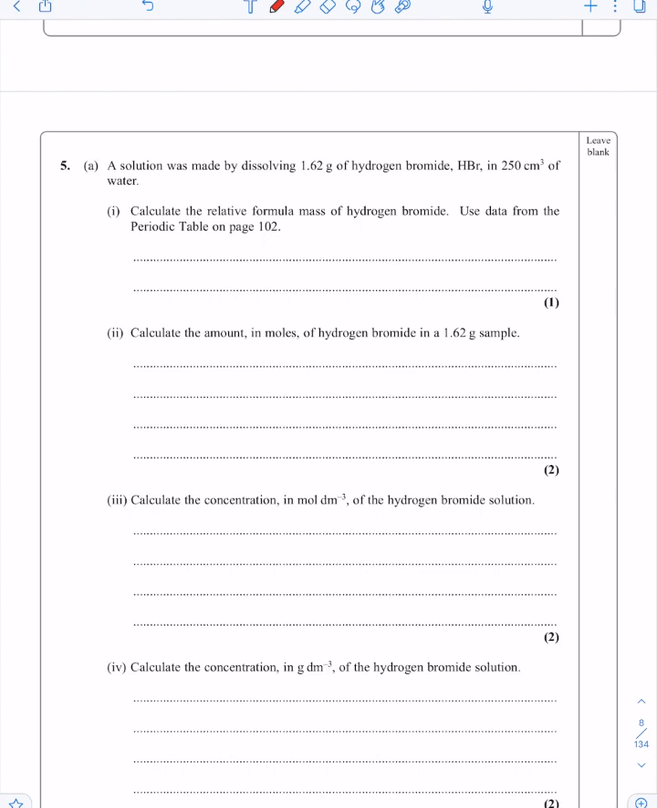Question 5. A solution was made by dissolving 1.62 gram of hydrogen bromide in 250 cubic centimeter of water. Calculate the relative formula mass of hydrogen bromide. So the Mr of hydrogen bromide is equal to hydrogen atomic mass 1 plus bromine atomic mass 80, so 81. Part ii. Calculate the amount in moles of hydrogen bromide in 1.62 grams.